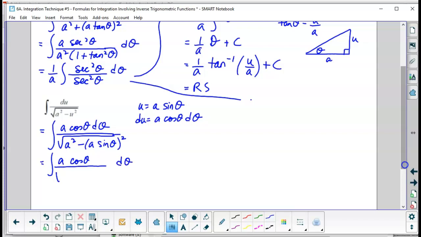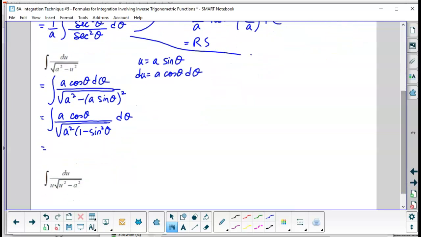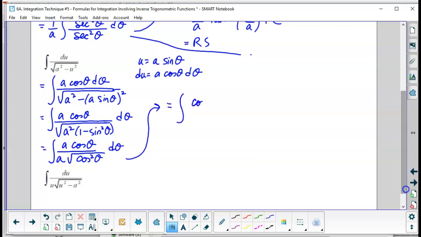I'll factor it out here, square root. So a squared times 1 minus sine squared, kind of simplifying and factoring all in one step. So square root of a squared is a, and that's going to be the square root of 1 minus sine squared is cos squared. So the a's divide out. We get cos theta over cos theta, d theta. And then we get integral of d theta, which is theta plus c.